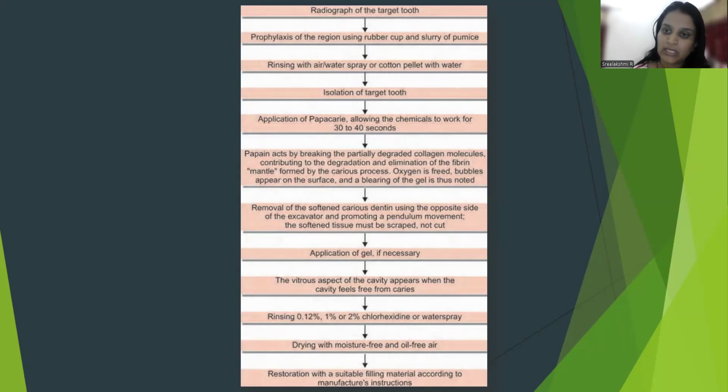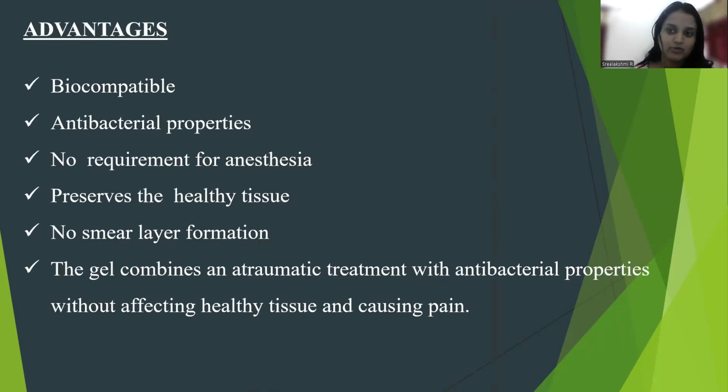Now, application of gel: if you find it necessary that still more caries have to be removed, you can apply it once more. The vitreous aspect of the cavity appears when the cavity is free from caries. Next is rinsing, either with a water spray or by using 0.12% or 1% chlorhexidine. Then dry, then make a restoration with a suitable filling material. It is actually biocompatible.